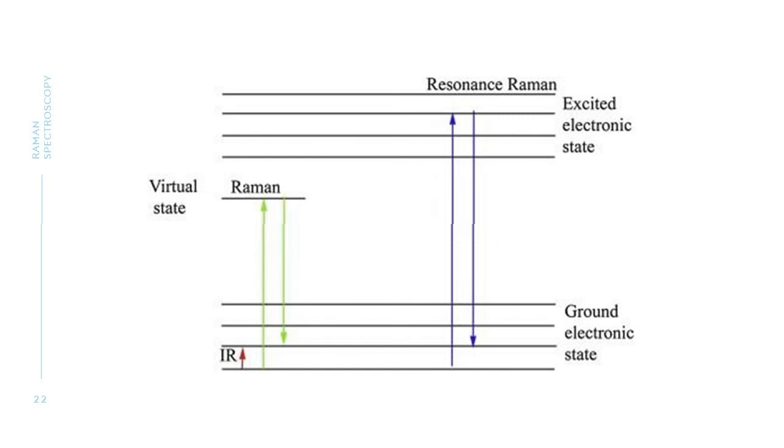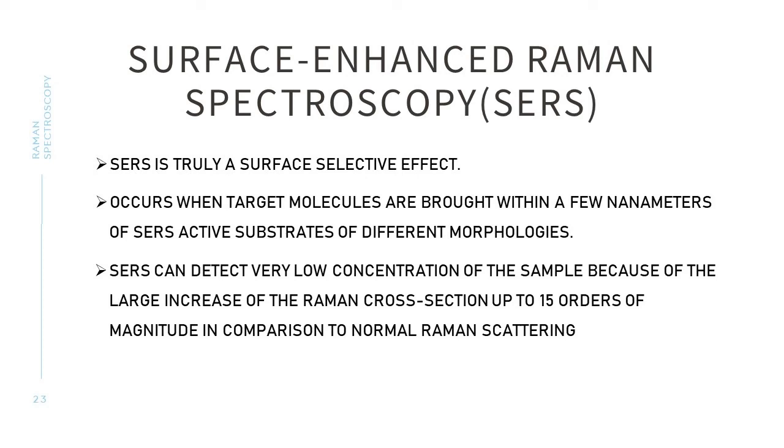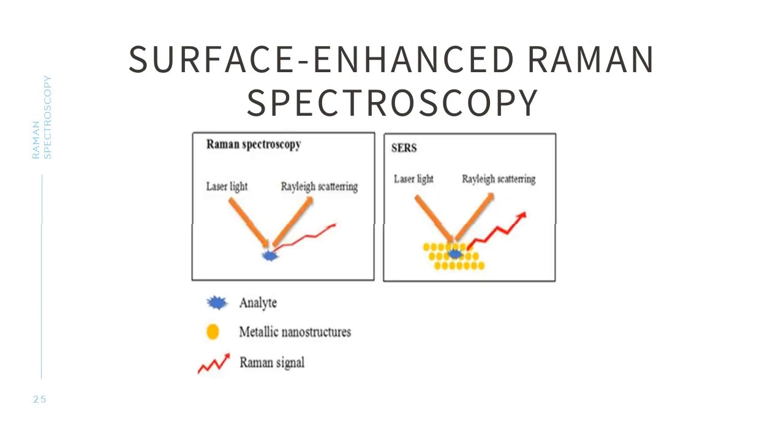And after that we are going to see surface enhanced Raman spectroscopy, which basically relies on the surface selectivity effect. Surface enhanced Raman spectroscopy can detect very low concentrations of the sample because of the higher cross sectional area. Instead of normal Raman spectroscopy we can use surface enhanced Raman spectroscopy, and it increases the Raman cross section up to 15 orders of magnitude compared to normal Raman scattering.